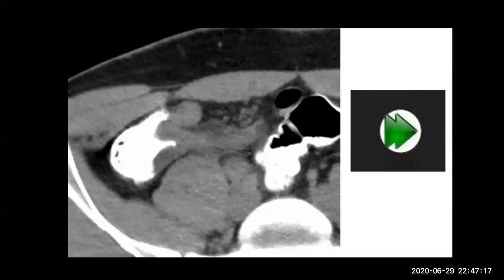Target sign, by CT, maybe by ultrasound. Okay, we can accept target sign because we can see the target sign. Other signs? Appendicolith. We see appendicolith, yeah, okay.